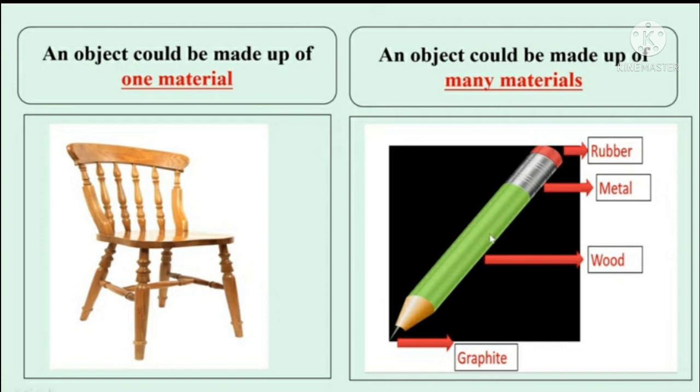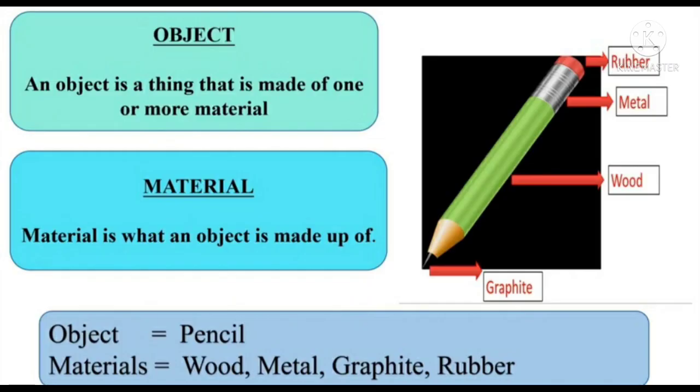Here, for example, we have a wooden chair that is made up of one material, that is wood. On the other side, we have a pencil that is made up of many materials like rubber, metal, wood, and graphite. Now, you can understand the difference between object and materials. An object is a thing that is made of one or more material. Material is what an object is made up of. That is, here pencil is an object and rubber, metal, wood, graphite are materials.